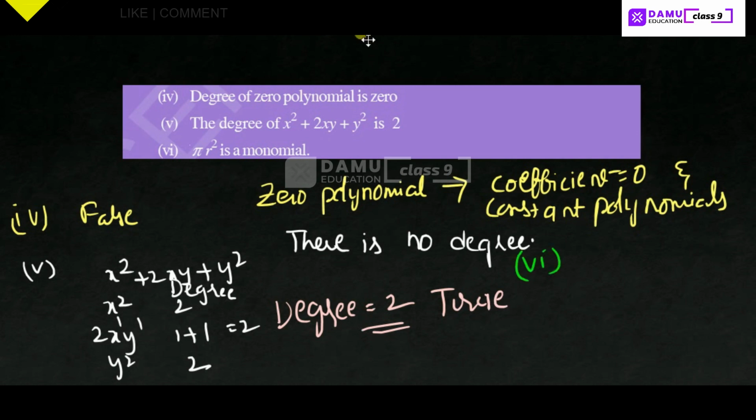Our next one is the sixth one: pi r square is a monomial. There is no plus or minus in this; it may be with multiplication only. For that, it is a monomial. Correct, that is true.